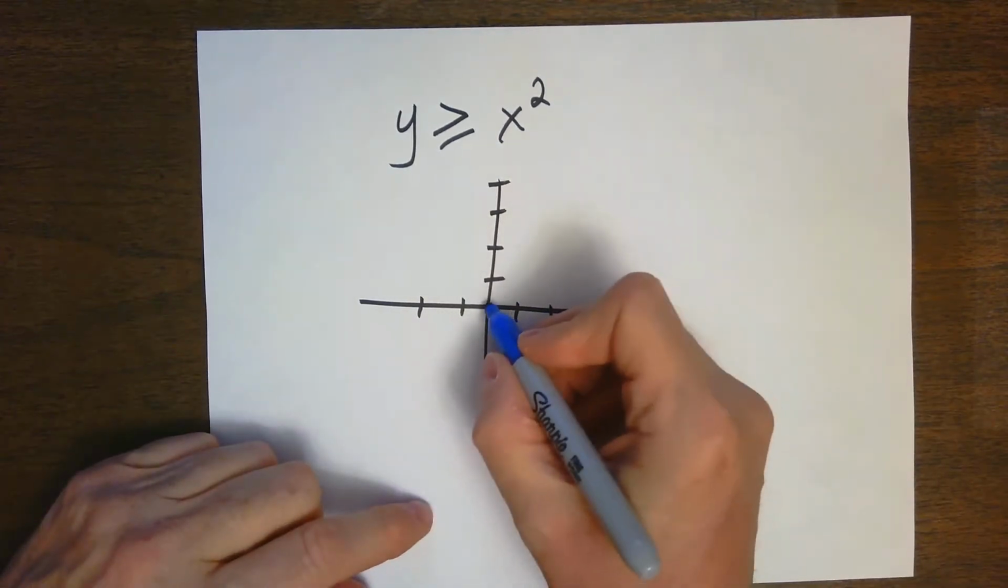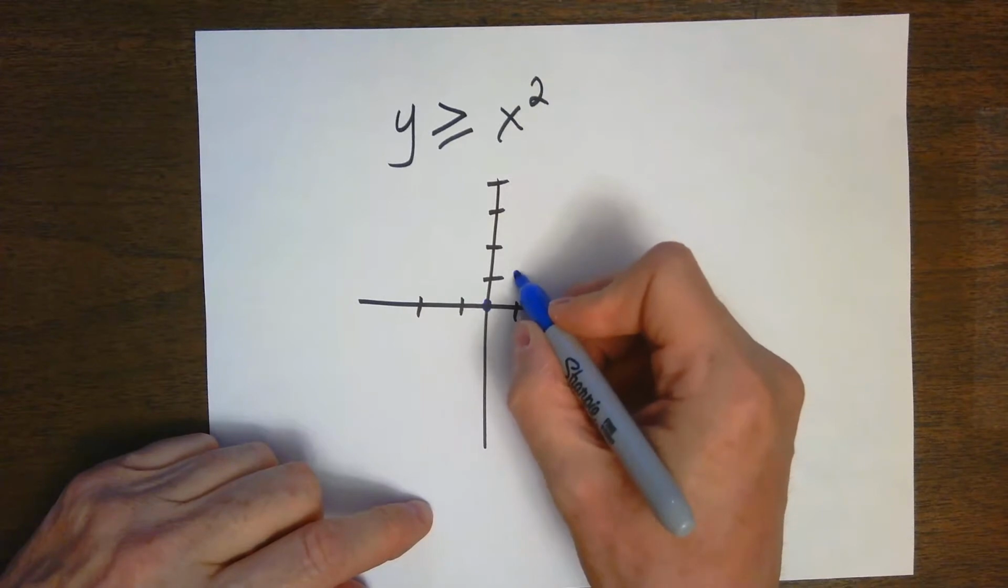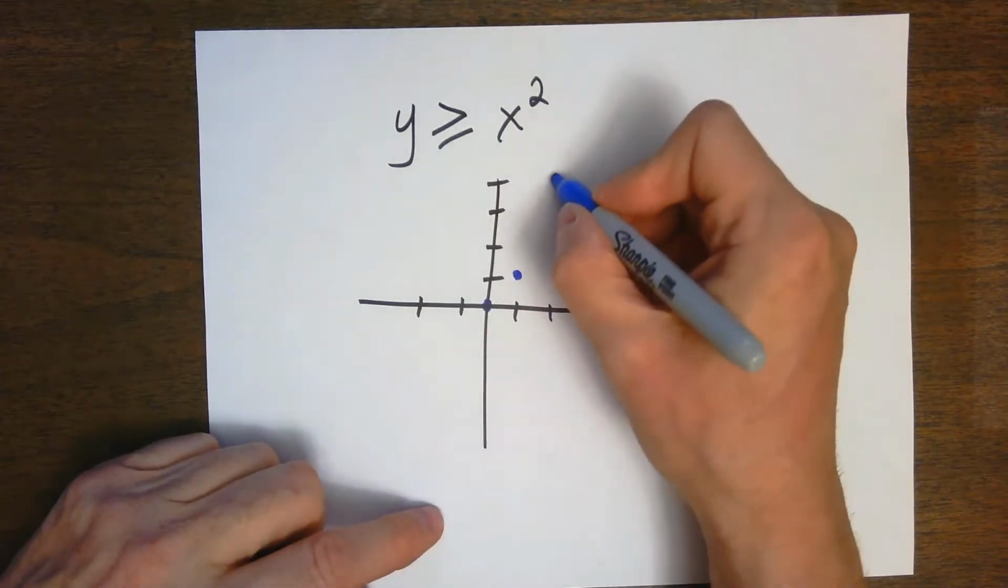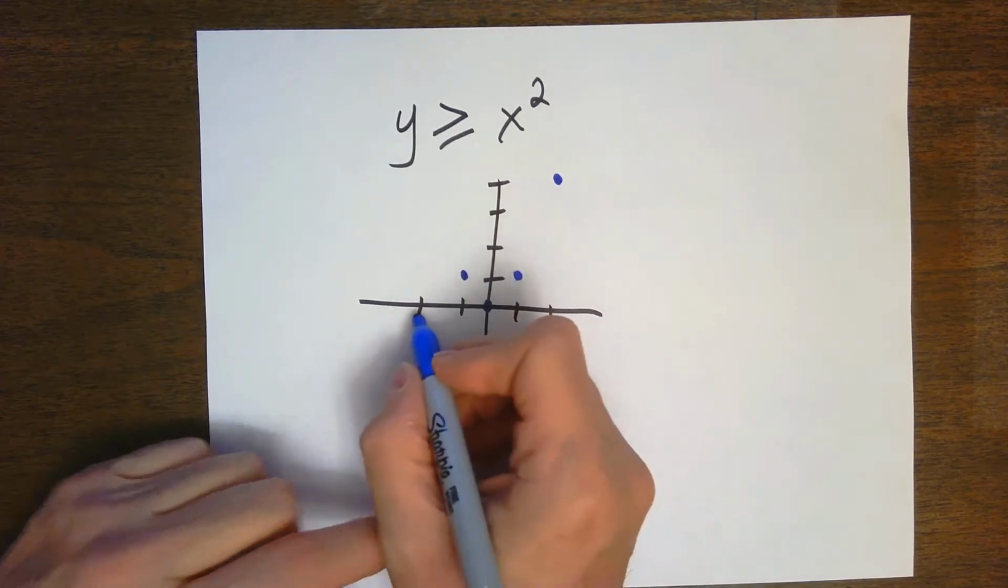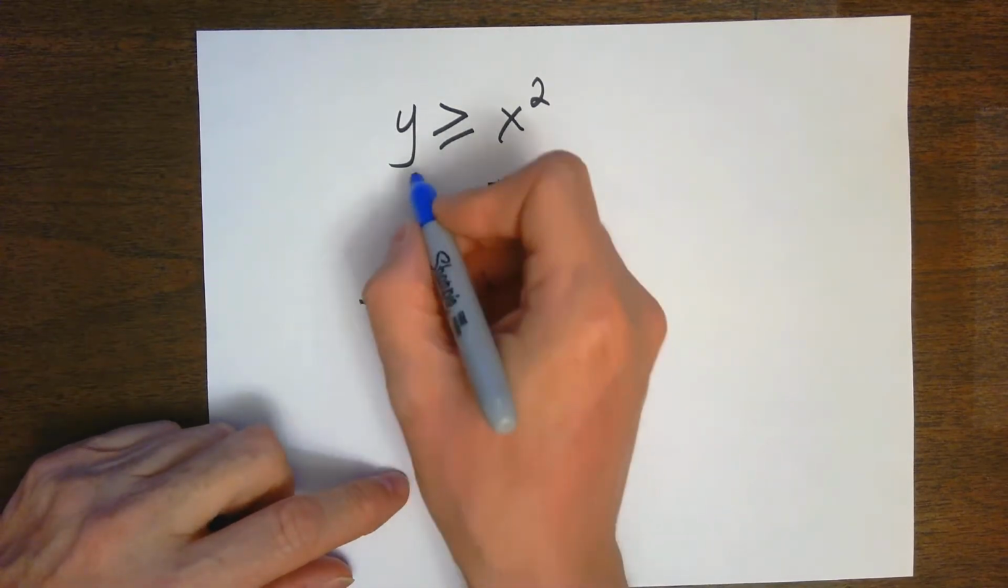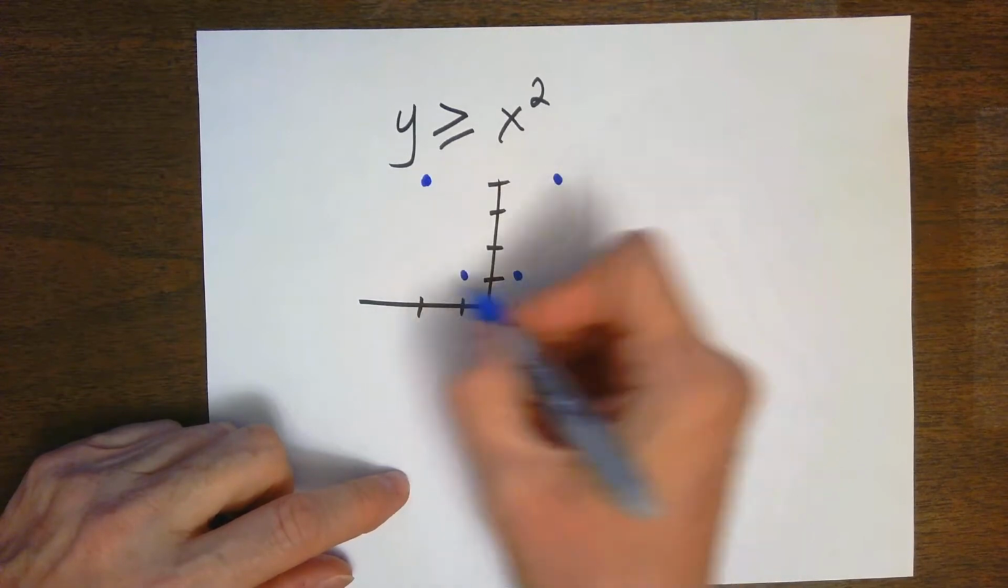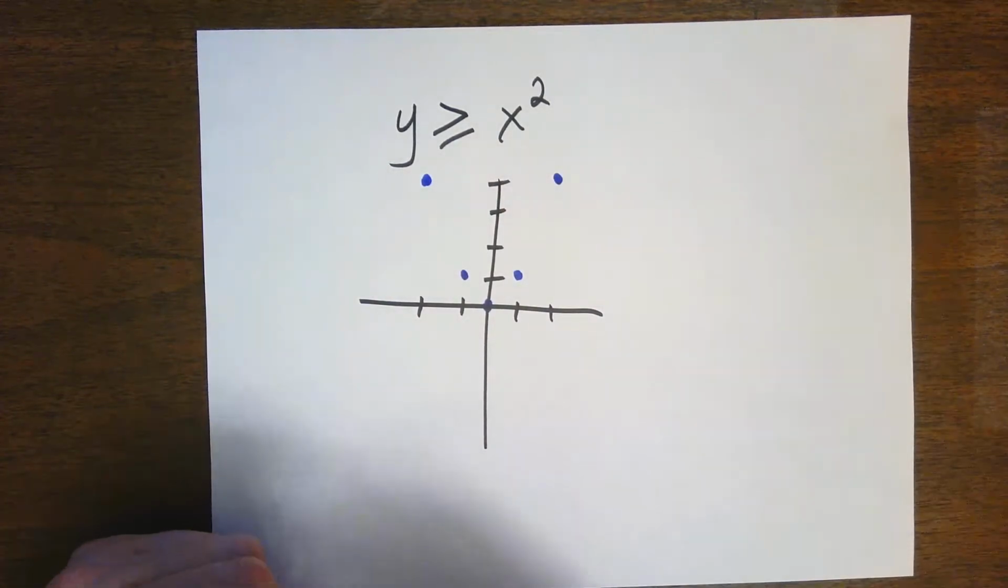If x is 0, 0 squared is 0. If x is 1, 1 squared is 1. If x is 2, 2 squared is 4. If x is negative 1, negative 1 times negative 1 is positive 1. If x is negative 2, negative 2 times negative 2 is positive 4. There's the parabola. We can see the shape of the parabola there.